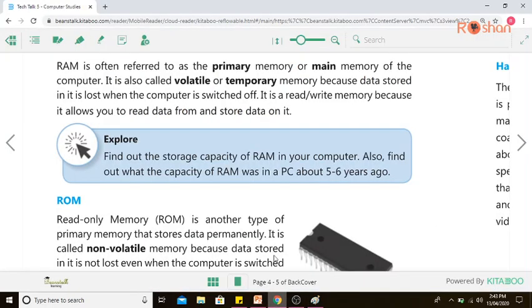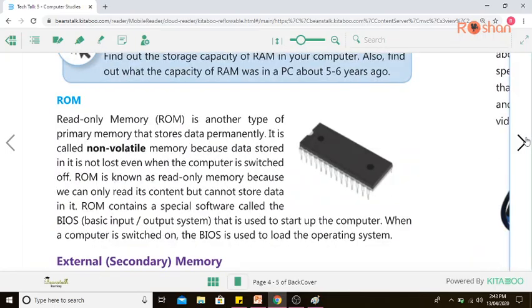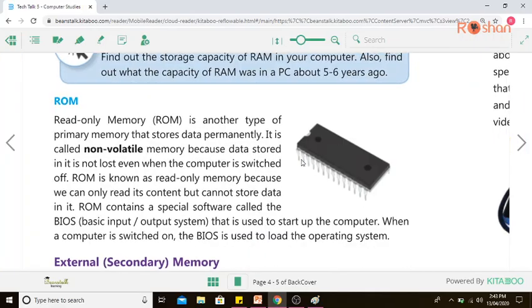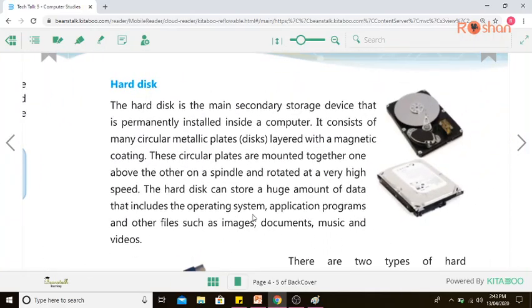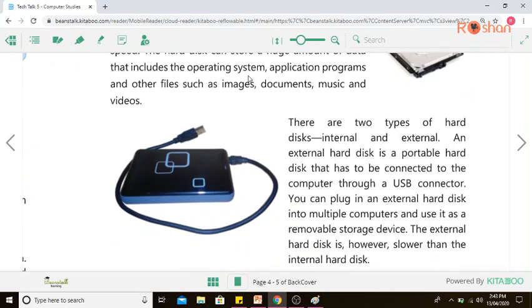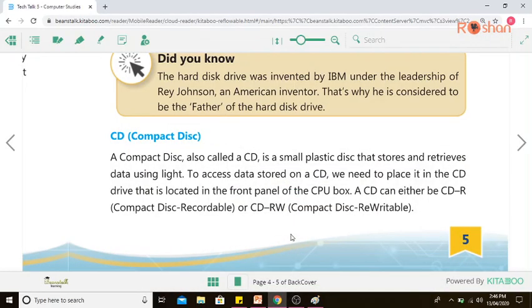Now I'll show it to you. Yes, this is the picture of the hard disk and this is the external hard disk. Now the second one is the CD. CD's full form is compact disk. A compact disk, also called CD, is a smaller plastic disk that stores and retrieves data using light. To access the data stored on a CD, we need to place it in the CD drive that is located on the front panel of the CPU box.